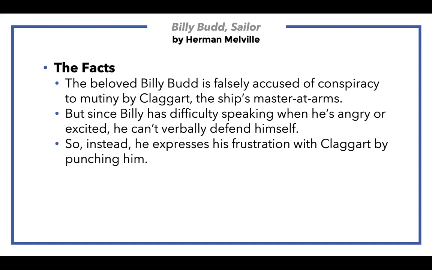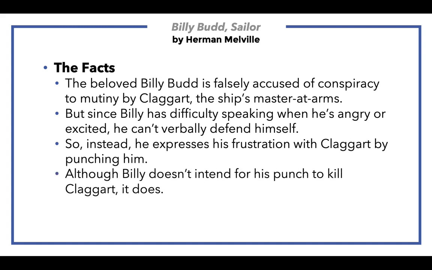Now, ordinarily, the punch would be, it's not good to punch a superior officer, but certainly not the kind of punch that would kill someone. But that's what happens. So Billy doesn't intend to kill Claggart, but he ends up falling and hitting his head, and the next thing you know, Claggart dies. So that's the situation that we're faced with.